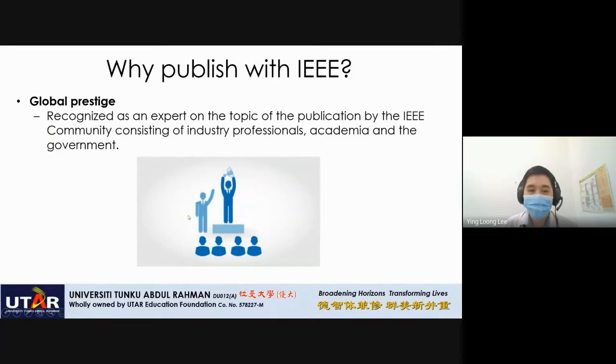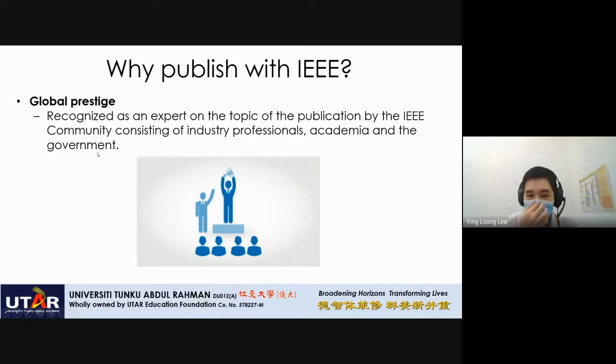Okay, so after talking about those prominent journals, what actually are the benefits if you publish in these journals? The first thing that comes to mind is the global prestige. You will be recognized as an expert on the topic of the publication that you have written for the IEEE journals. And the IEEE community actually consists of industry, professionals, academia, and the government.